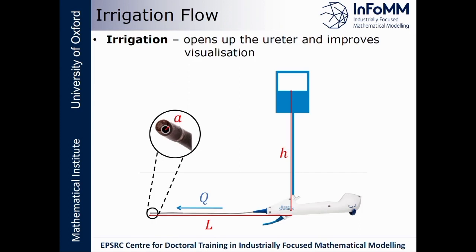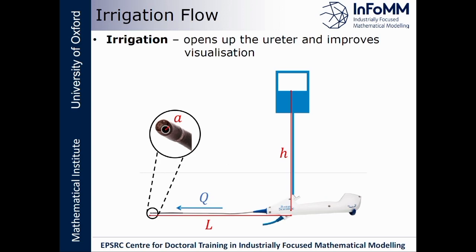Now, importantly, in order for this procedure to be possible, there's fluid constantly flowing through that working channel. And this fluid serves two primary purposes. Firstly, it washes away any blood and debris, and it also opens up the ureter to allow easier access for the scope. So basically, both of these purposes serve to give better visualization for the surgeon.